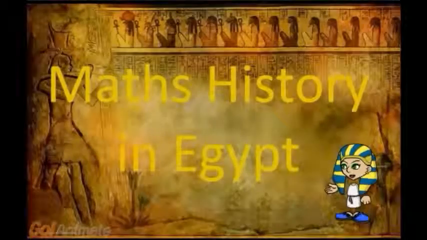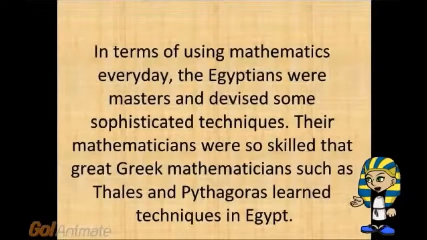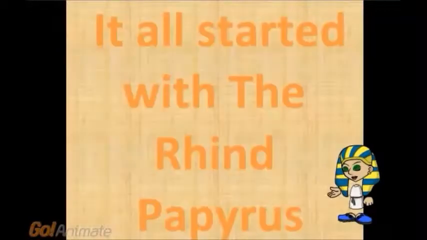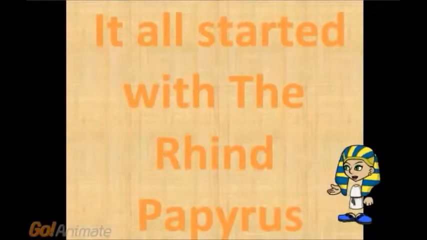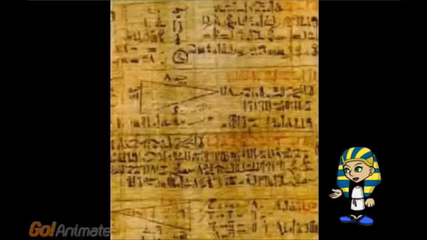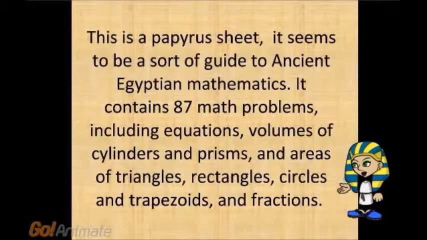Maths history in Egypt. In terms of using mathematics every day, the Egyptians were masters and had some cool techniques. Their mathematicians were so skilled that great Greek mathematicians such as Thales and Pythagoras learned techniques in Egypt. It all started with the Rhind papyrus. Here is a picture of it. This is a papyrus sheet. It seems to be a sort of guide to ancient Egyptian mathematics.